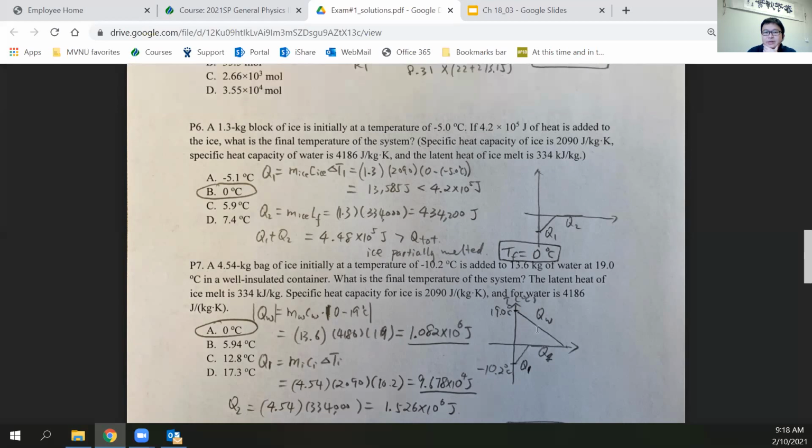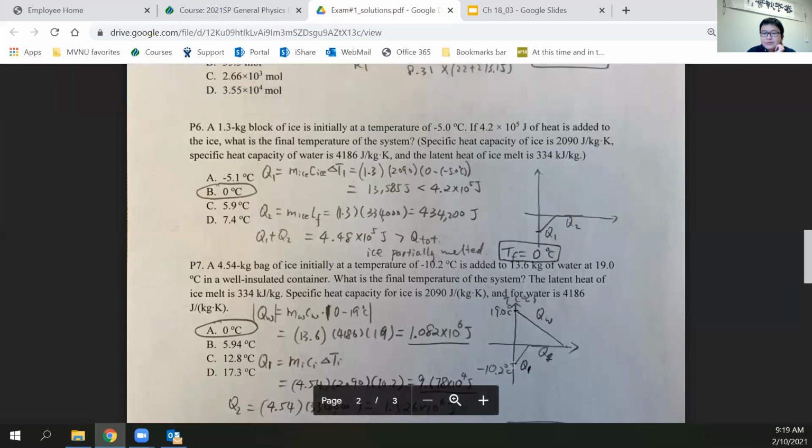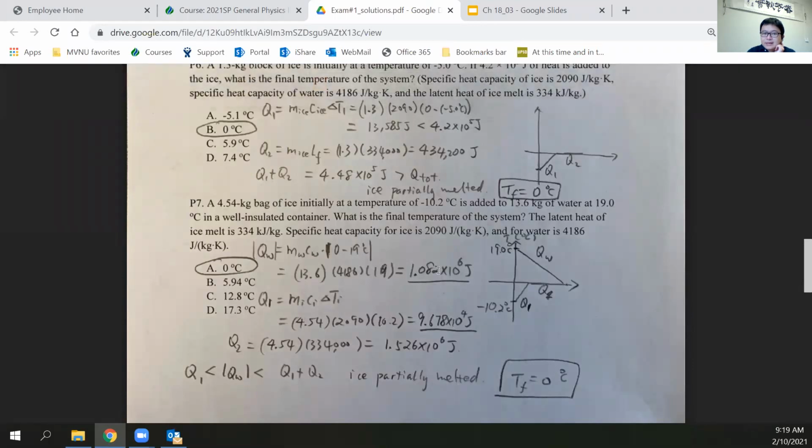Then you can pick 0 degrees Celsius as the middle point, and calculate how much heat loss there is for the water. Then you can calculate the heat needed for the ice to rise from minus 10.2 degrees Celsius to 0 degrees Celsius, as Q1. That turns out to be less than the heat the water will lose, so the ice will at least start to melt.